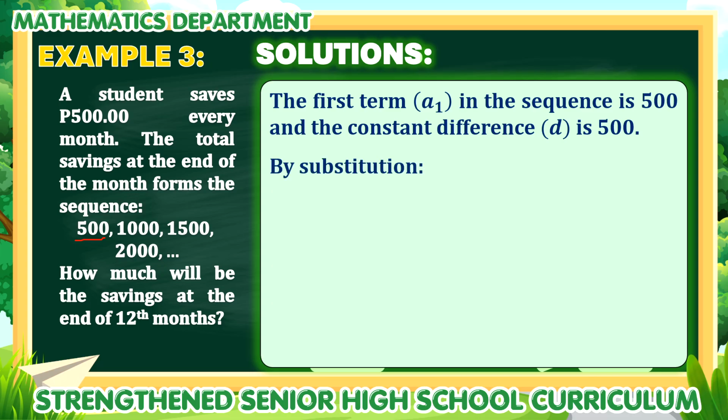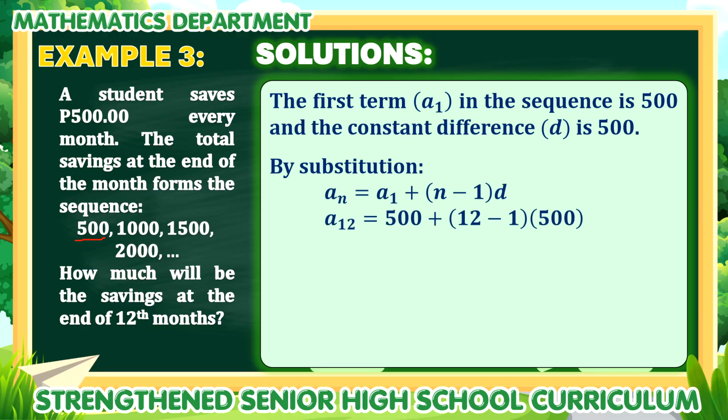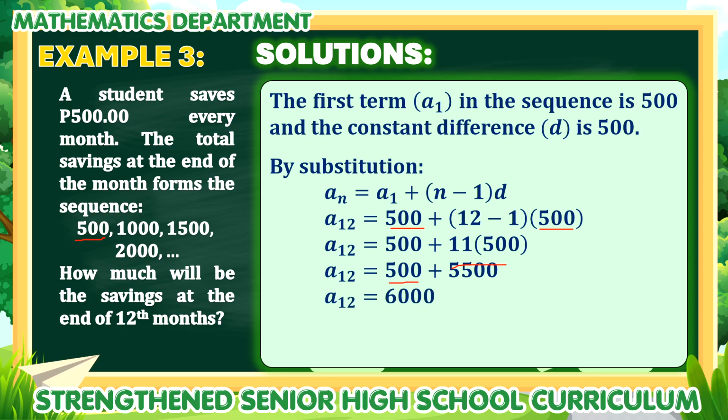So that is a sub n is equal to a sub 1 plus n minus 1 times d. And so a sub 12 is equal to our first term, which is 500, plus 12 minus 1 times our common difference, which is 500. By simplifying this, 12 minus 1 is 11. 11 times 500 gives us 5,500. And adding 500 to that, that will give us a total of 6,000. So therefore, the total savings at the end of 12 months is 6,000 pesos.